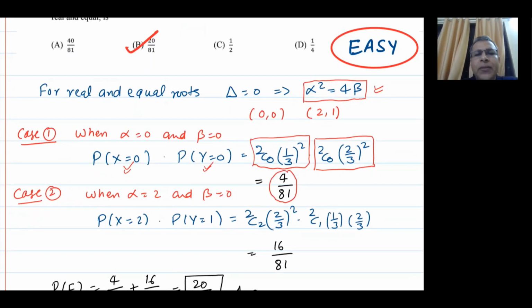And now see the second possibility. And the second possibility is when alpha equal to 2 and beta equal to 1. So P of x equal to 2 and y equal to 1.